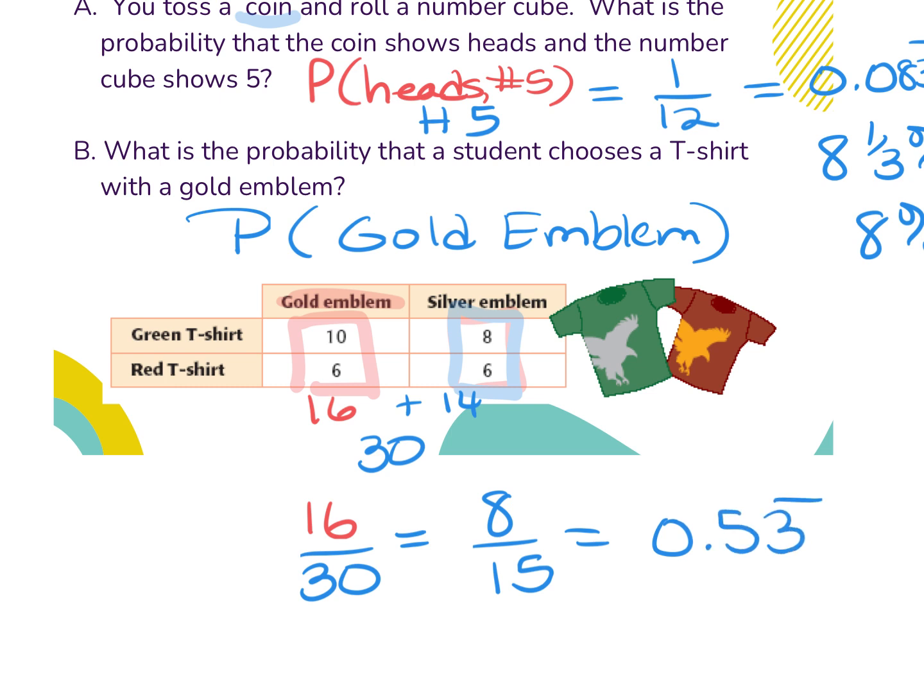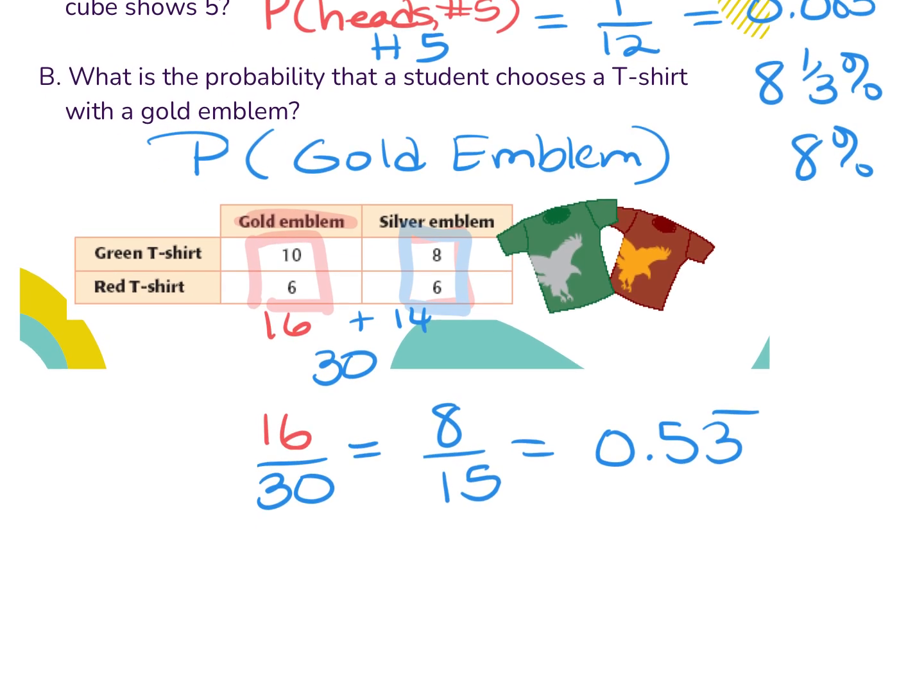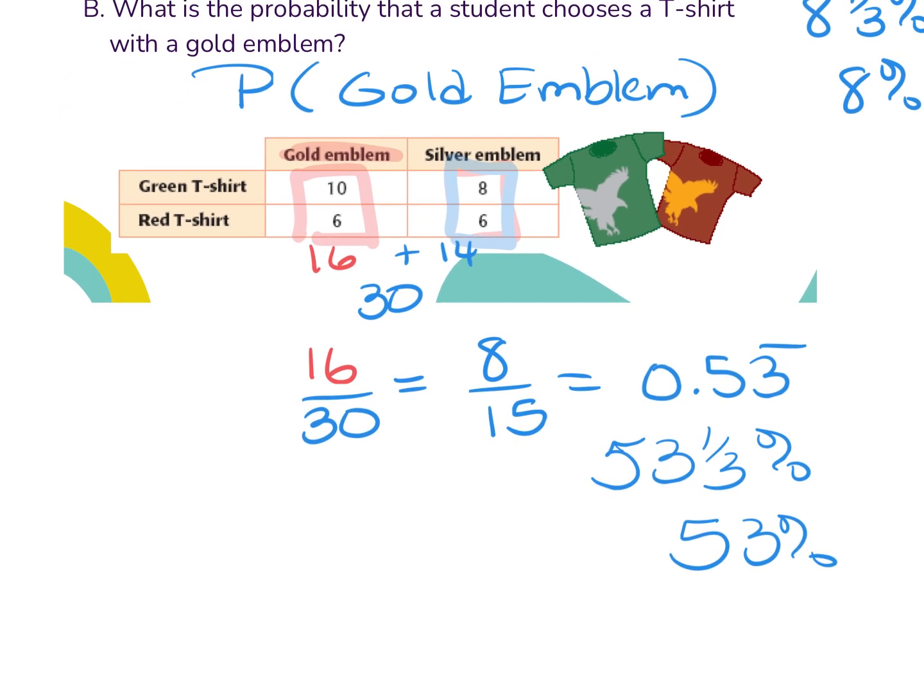0.53 repeating. As a percent, 53 1/3%. Rounded to the nearest whole percent would be 53%. And again, if they want the mixed number, set it up as the proportion. Do 8 over 15 and set it equal to x over 100. And that's how you could get the precise percent amount.